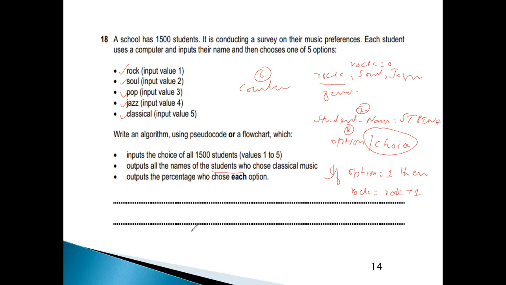If option equals three, then pop equals pop plus one. If option equals four, then jazz equals jazz plus one. If option equals five, then classical equals classical plus one.